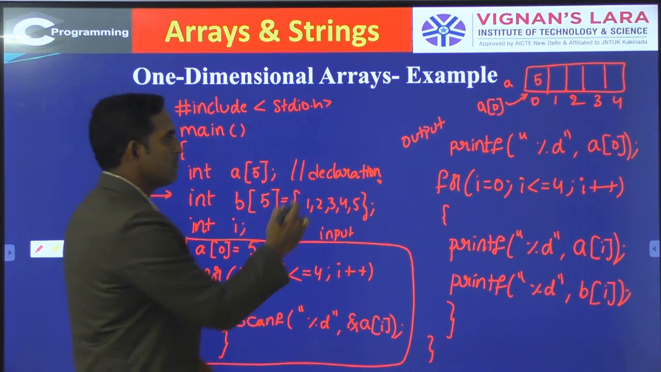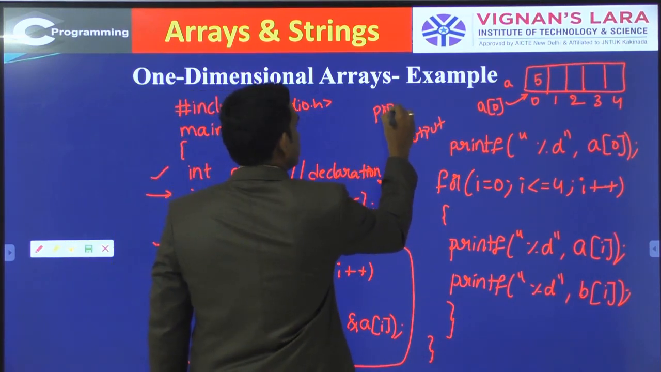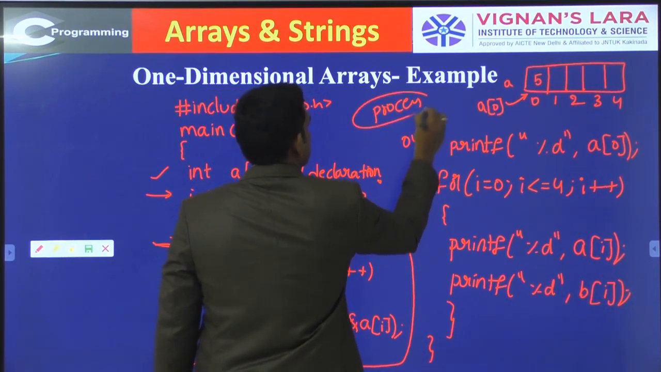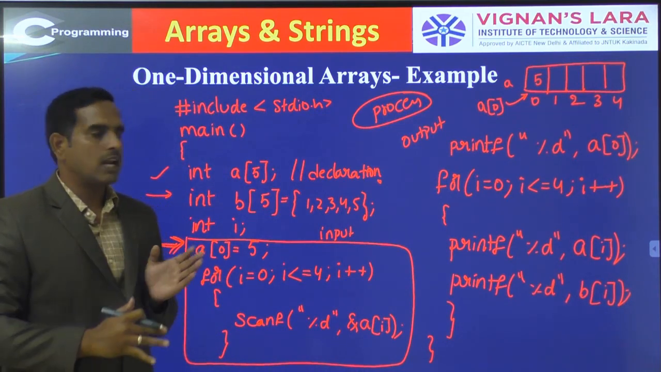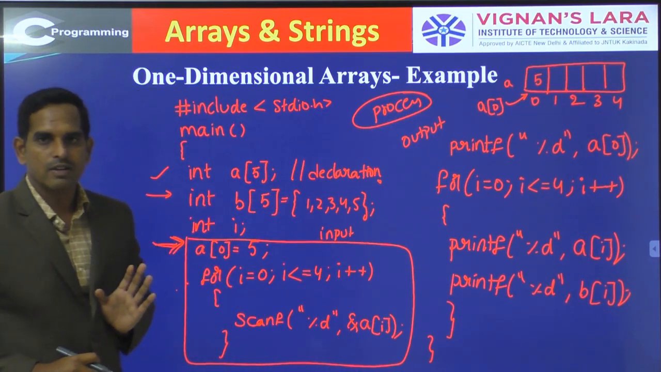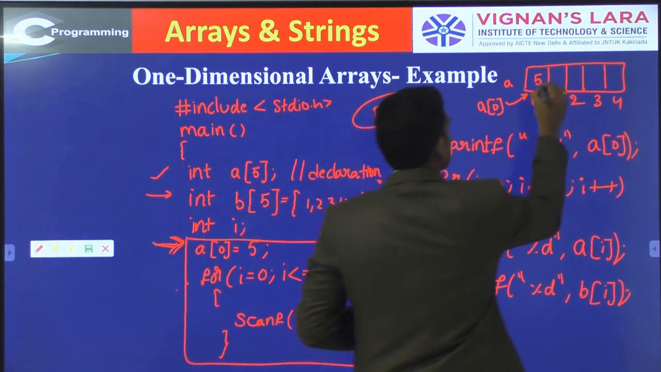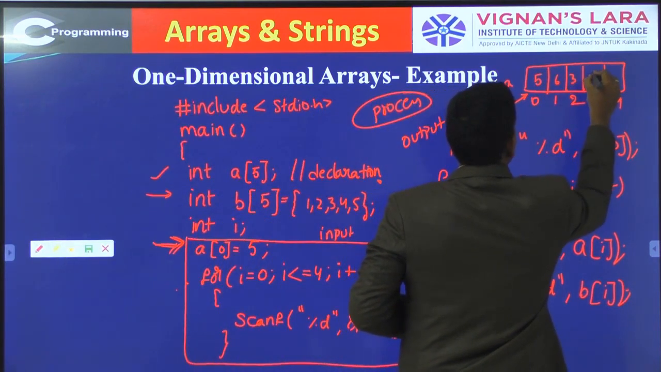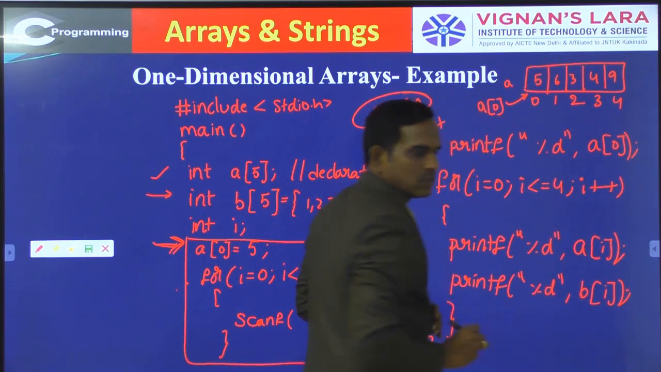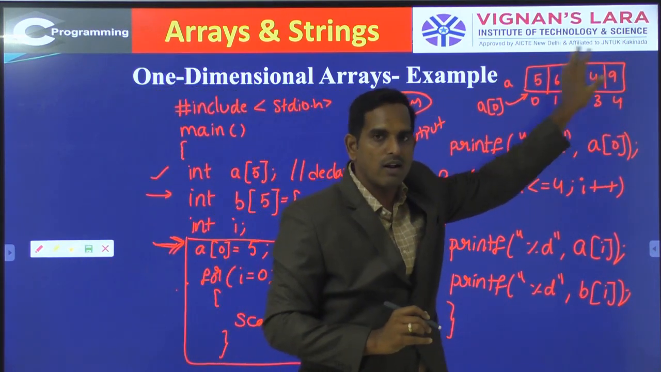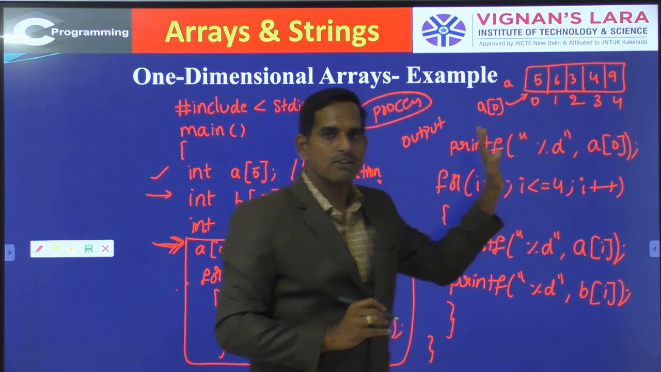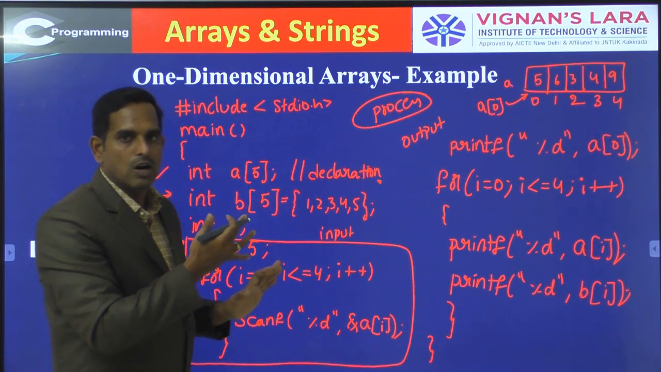Apart from this, you will have a middle step where you can be processing the array. That is, if I want to sum all the elements present in your array. For example, if I give values 5, 6, 3, 4, 9, that will be the array. If I want to find the sum of all the elements in this array, that will be the third step you have to do.